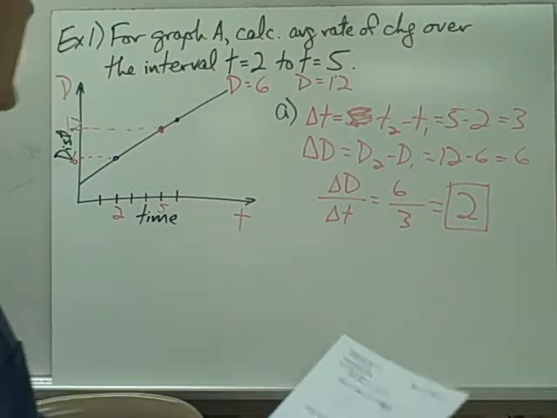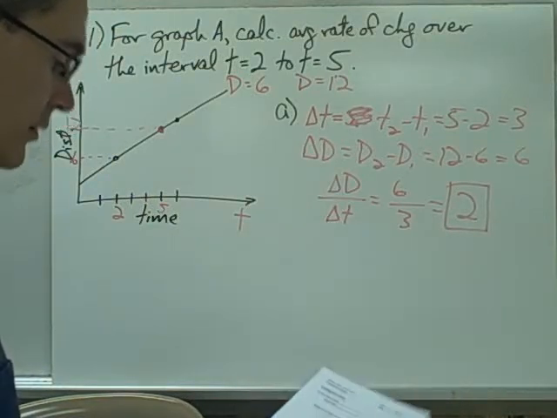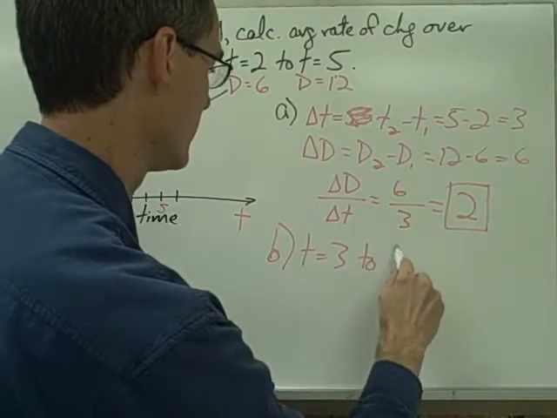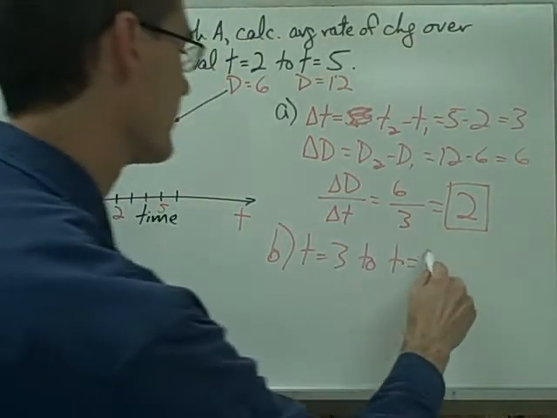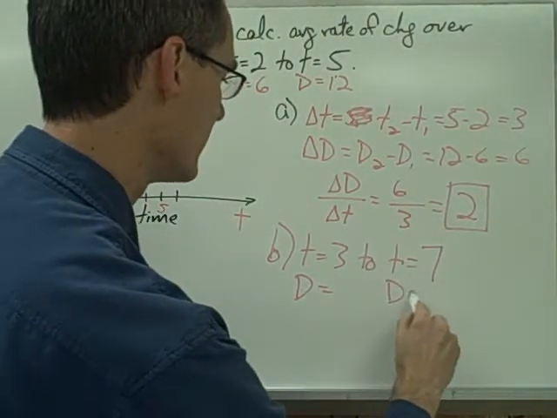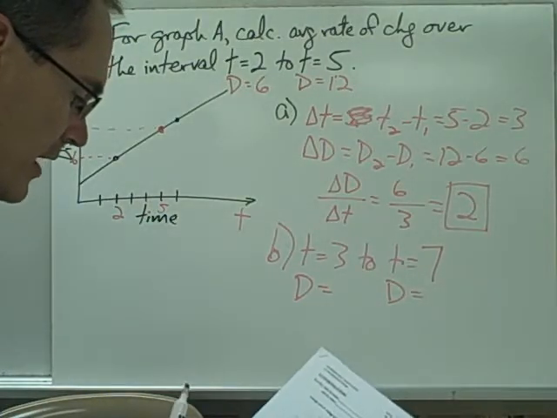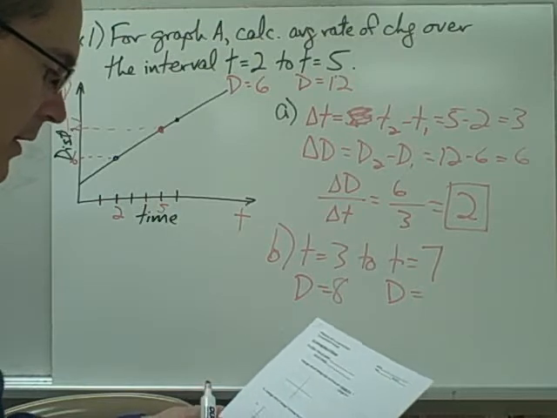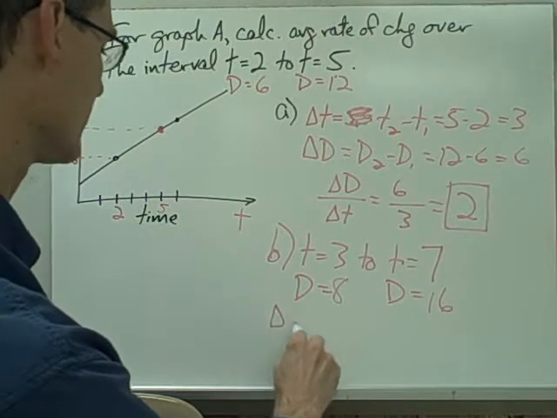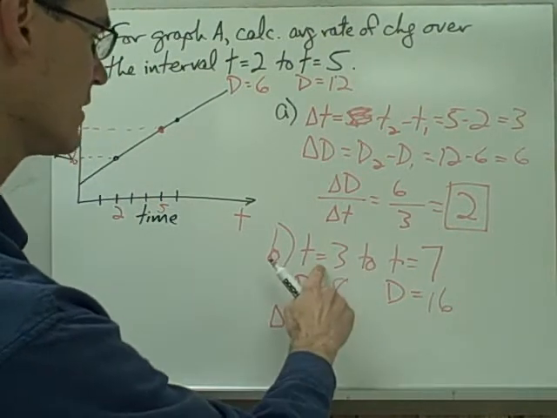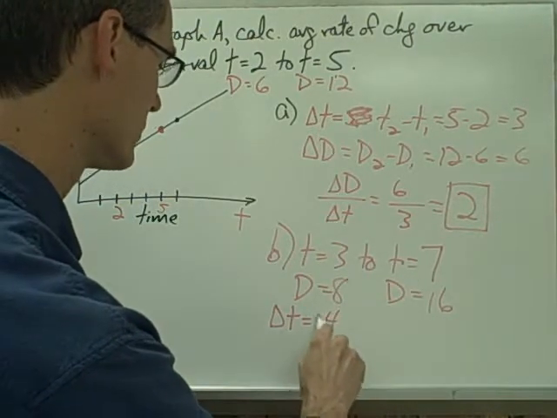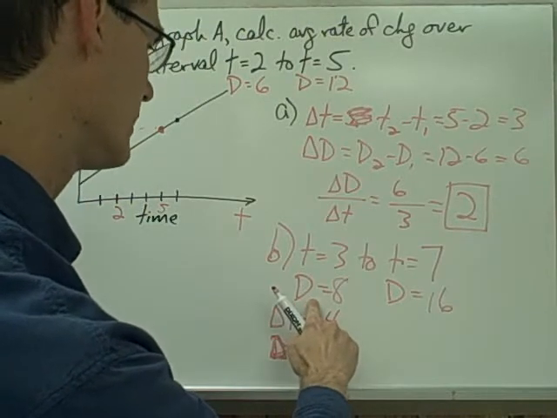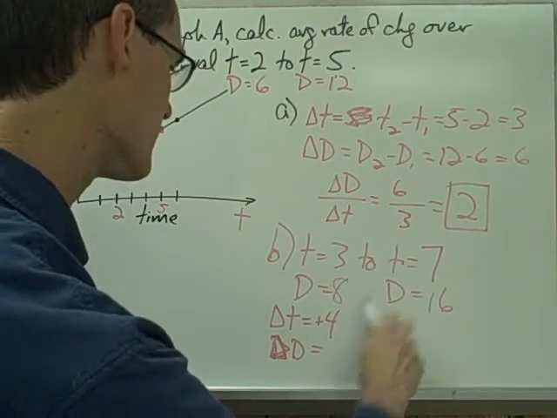Now part B says, calculate the average rate of change over another interval. So let's pick an interval, let's say t equals 3 to t equals 7. So what are my d values for t equals 3 and t equals 7? Well, I look on my graph here, and for t equals 3, I see my distance value is 8. And for t equals 7, I see my distance value is 16. So now I can calculate delta t. The change in t from t equals 3 to t equals 7 is just going to be positive 4. My delta d value, from 8 to 16, is going to be 8.